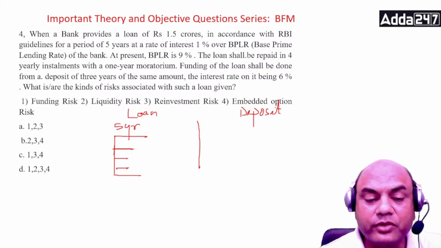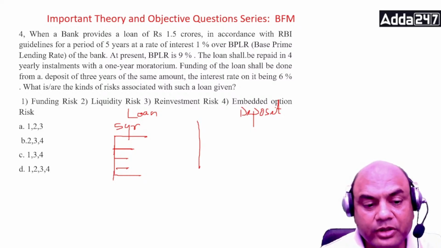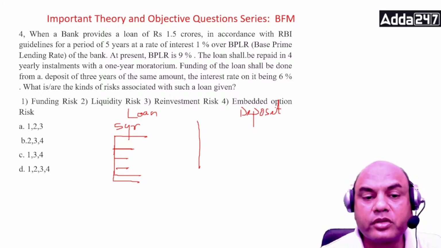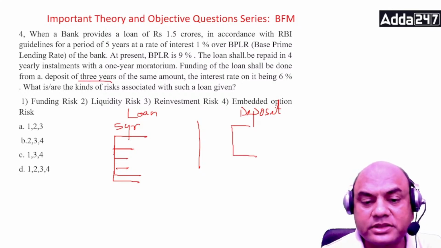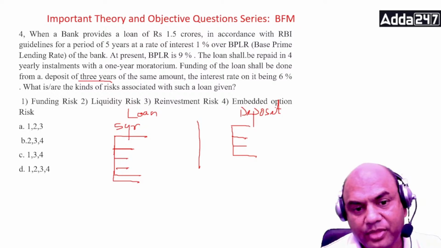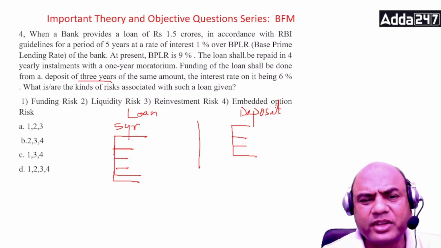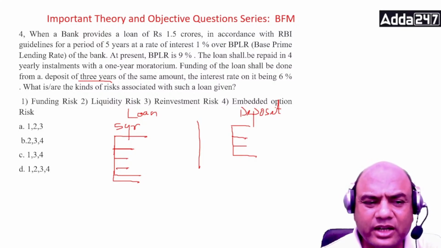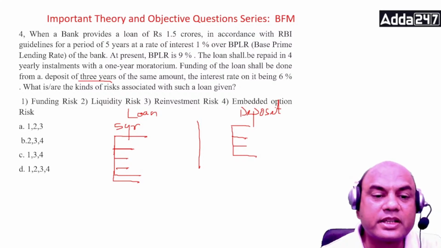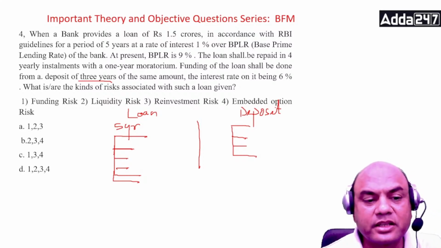Now in this case, what is the deposit? Deposit is of 3 years, 1, 2 and 3, and the loan is of 5 years. So what is the risk this bank will be facing? Remaining everything seems to be okay. BPLR rate is 9%, so 9 plus 1, 10. The rate is not that much of an issue over here. Options: funding risk, liquidity risk, reinvestment risk, embedded option risk.